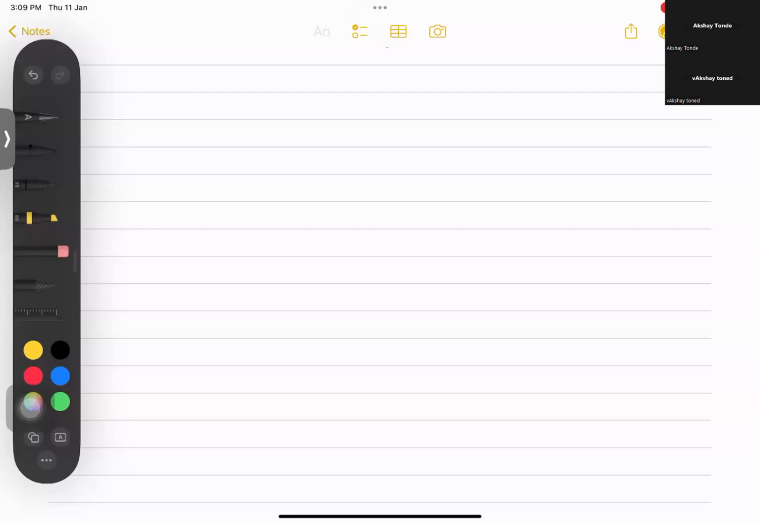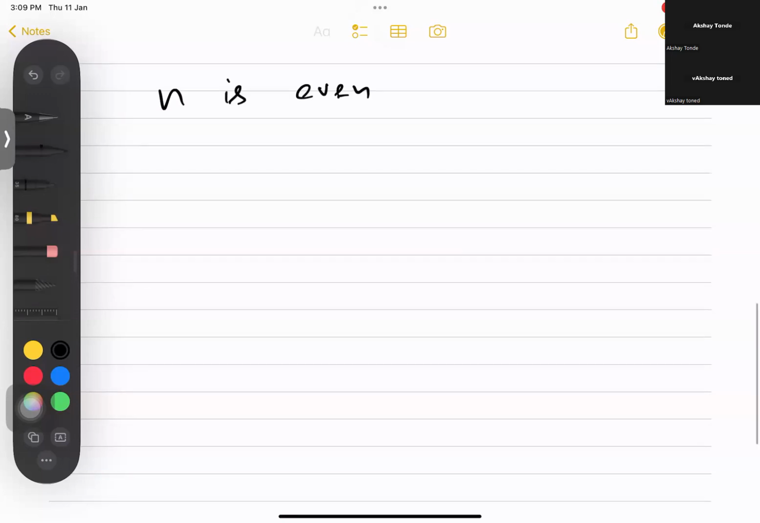So, yeah, let's see how we can solve this question. This question is divided into two different cases. The first case is if n is even. We'll cover n is odd later on. First, we'll cover n is even.